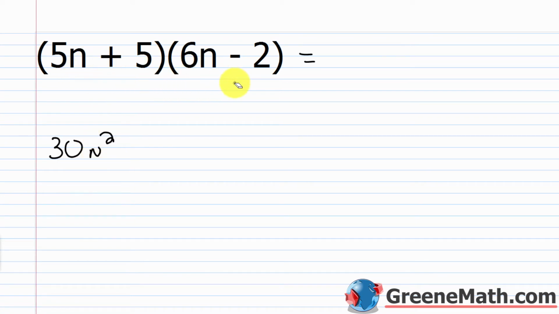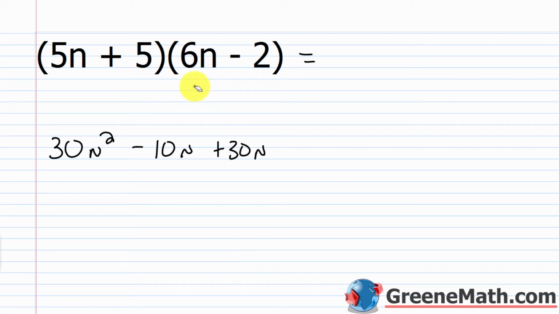Now I want to use my outer terms. So here's the outer term. Here's the outer term. So my outside terms. 5n times negative 2 would be negative 10n. Now I want to do my inner terms. So I want to do 5 times 6n. So these are on the inside. 5 times 6 is 30, then times n, so 30n.